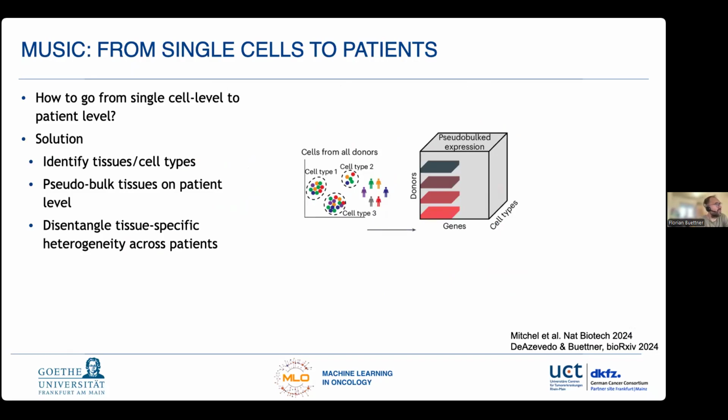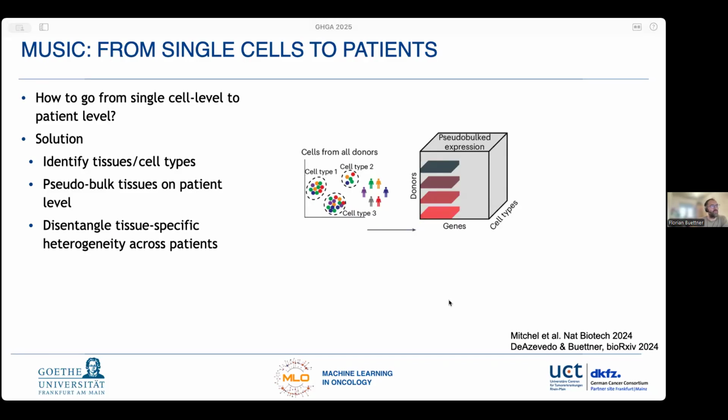Then I have one very brief last project that I'd like to present, and that addresses the question of how we can go from single cells to patients. Because when we're interested in translating some of our findings, it's maybe not so useful to think about cell types, but rather you want to think about patients, right? And so one solution is to go via tissue or cell type specific representations. An idea that has come up recently was to pseudo-bulk tissues or cell types on a patient level. Once you do that, you can disentangle tissue-specific heterogeneity across patients and thereby make this link between the single cells and the patients.